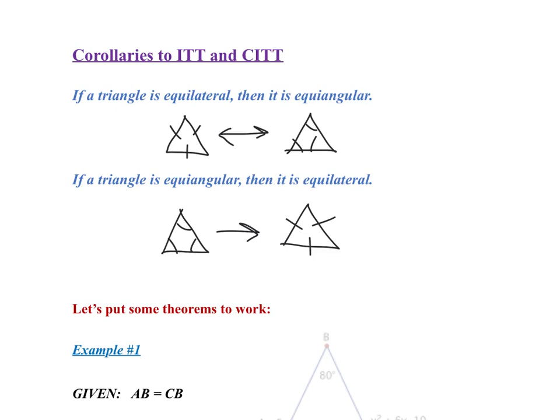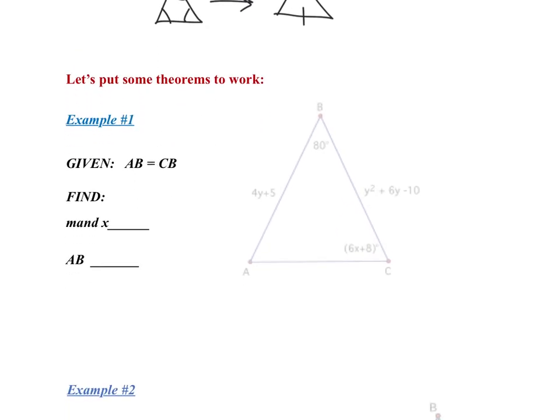So anytime you have an equilateral triangle, automatically you know it's equiangular. So what would each angle measure? Well, if all three angles have to add up to 180, if they're all equal, they're all going to be 60 degrees. So let's take a look at the first example here.